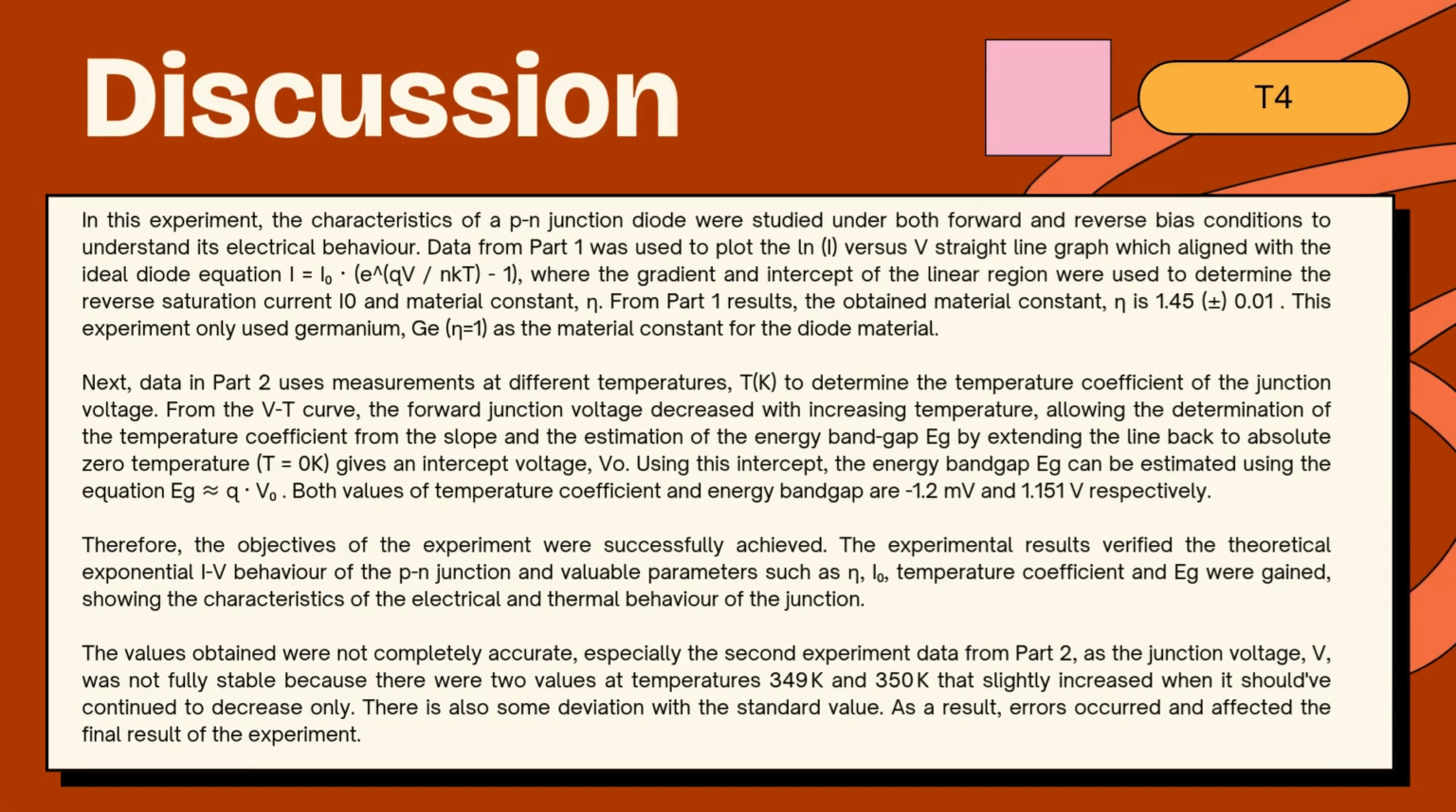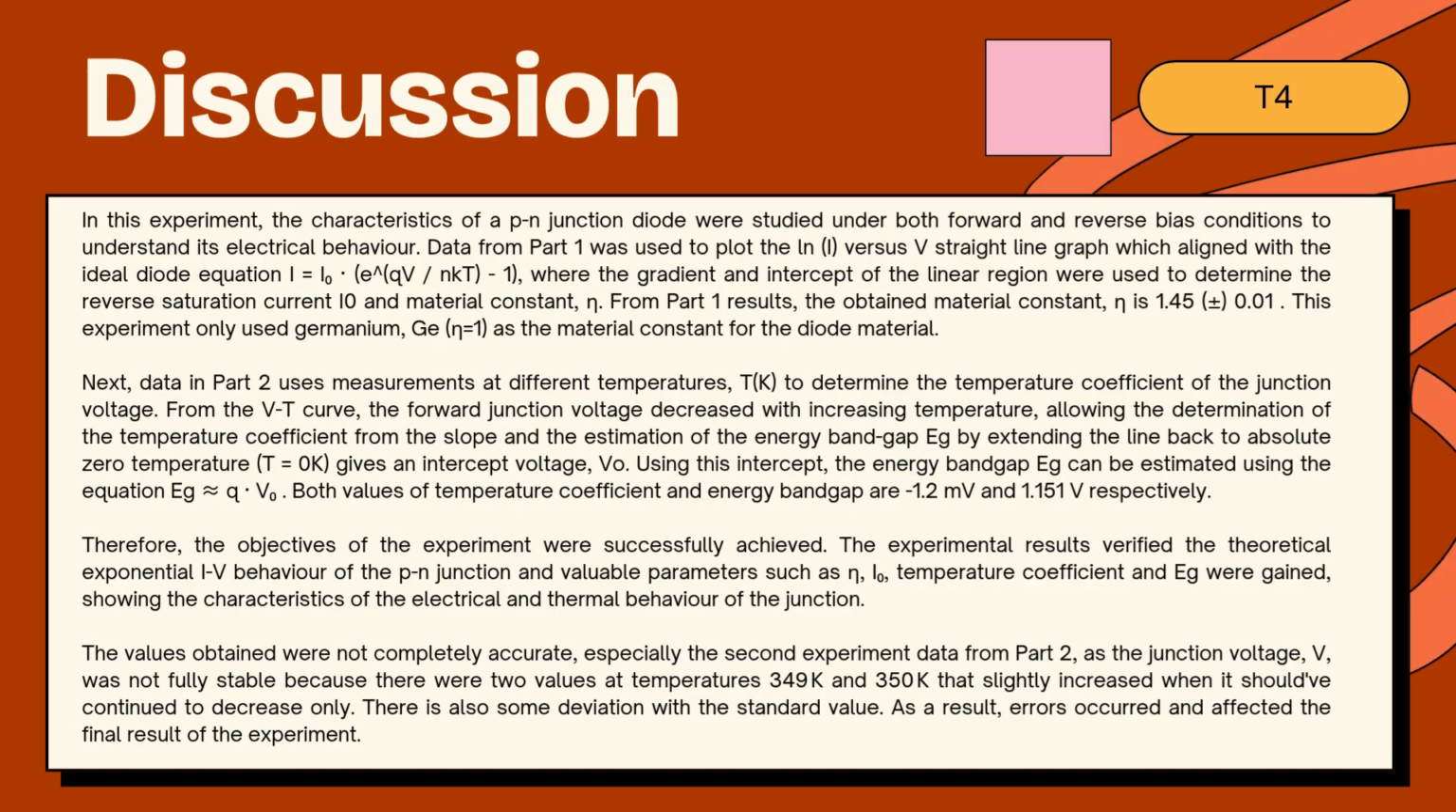In this experiment, the characteristics of a PN junction diode were studied under forward and reverse bias to understand its electrical behavior. From part 1, a graph of ln current versus voltage was plotted based on the ideal diode equation, I equals I naught times exponent of QV over NKT minus 1, where N is the ideality factor. So the gradient and intercept of the linear region were used to determine the reverse saturation current I naught and the material constant N. The obtained material constant was 1.45 plus minus 0.01. Germanium with N equals 1 was used as the diode material.